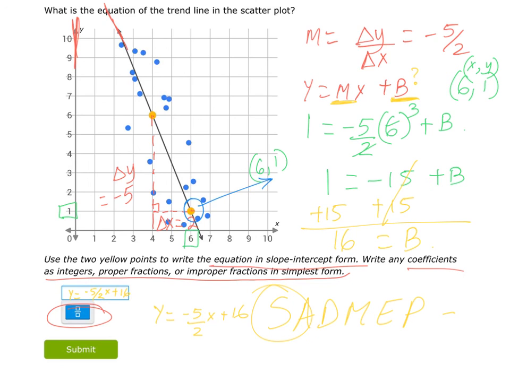Good luck. This will help you remember the slope-intercept form, the equation of a straight line, which is an important skill in Algebra 1.